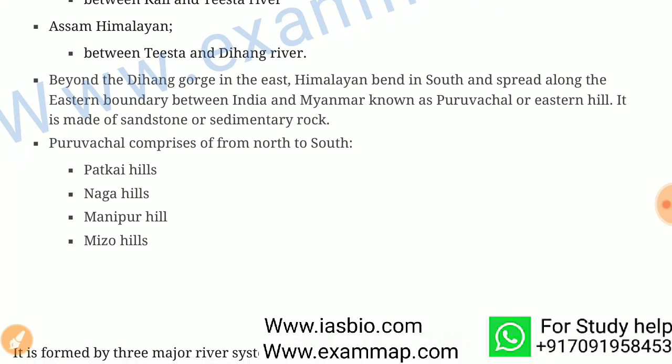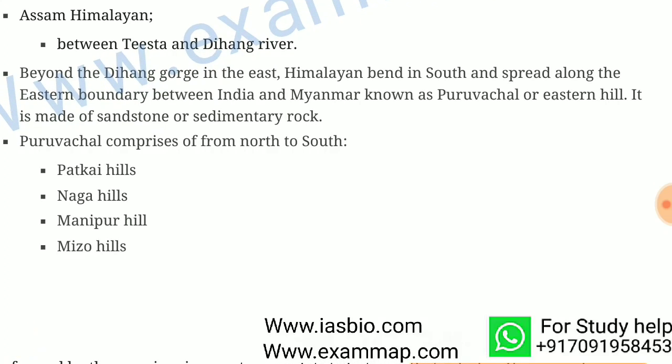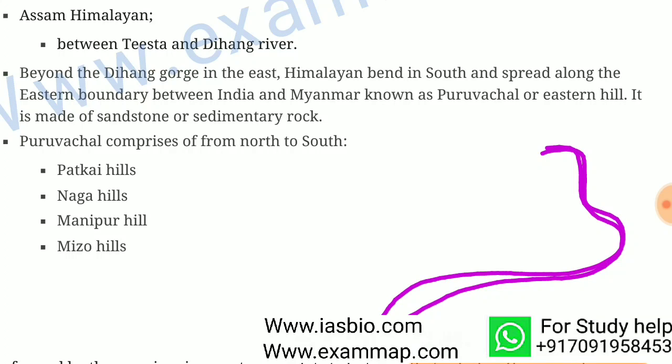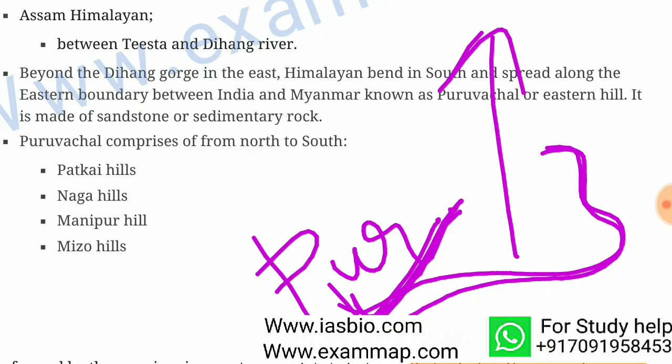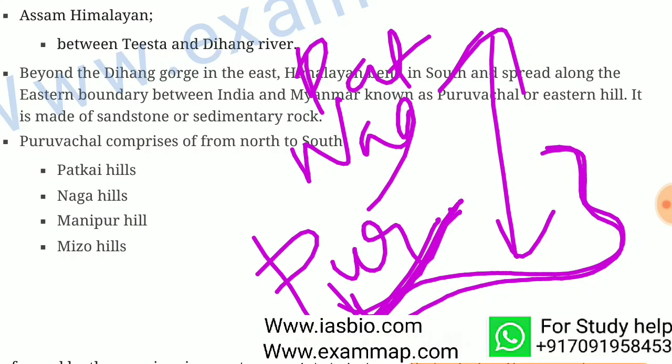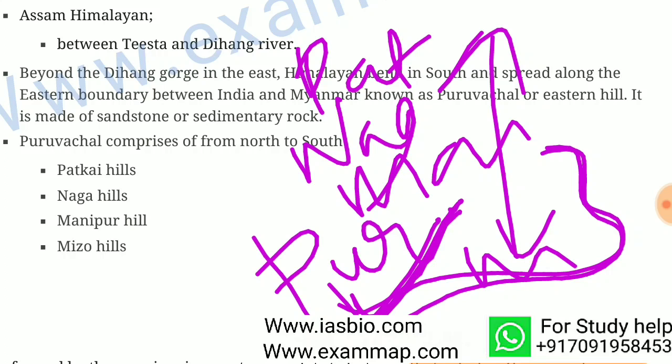Beyond the Dihang gorge in the east, the Himalayas bend to the south and spread along the eastern boundary between India and Myanmar, which is known as Purvanchal or Eastern Hills. These Purvanchal or Eastern Hills are made up of sandstone or sedimentary rocks and comprise hills from north to south such as Patkai Hills, Naga Hills, Manipur Hills and Mizo Hills.